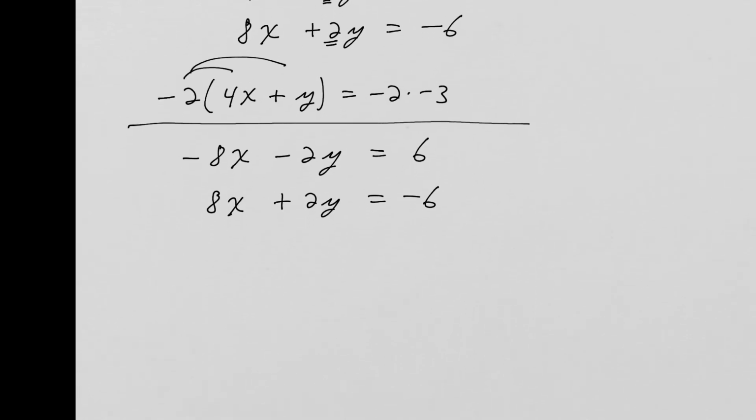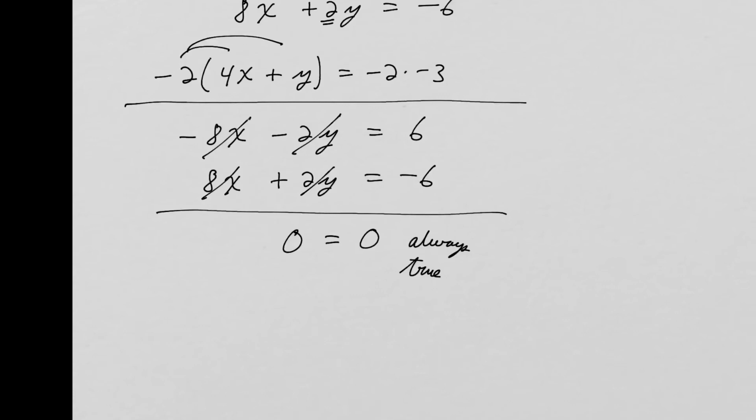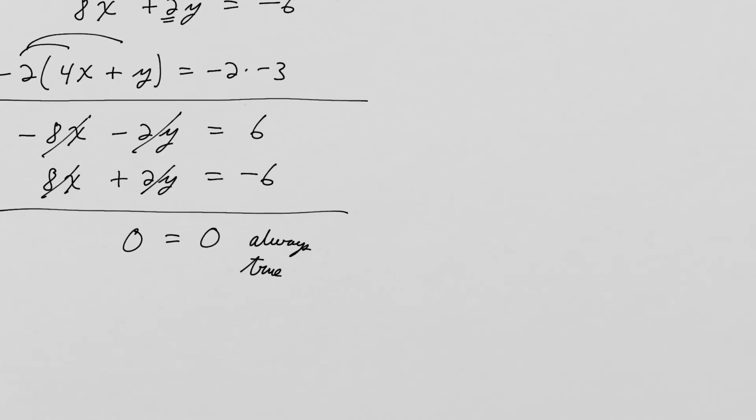Now look what happens when I add the equations. Negative 8x plus 8x, that's 0, so that's gone. But then negative 2y plus 2y, by design, we wanted to get rid of the y's, that's 0. So I'm getting 0 equals, and on the right-hand side, 6 plus a negative 6 is also 0. So I'm getting 0 equals 0, which is always true. So what does that mean in terms of solutions? It means you have an infinite number of solutions.